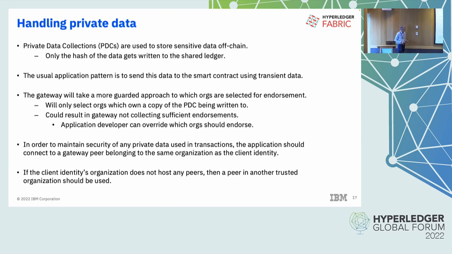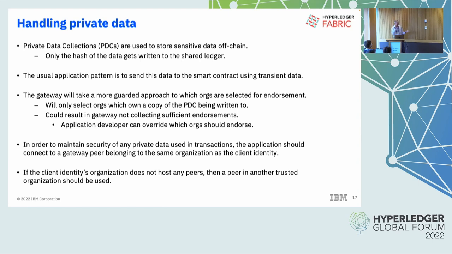So, slightly more advanced when we're dealing with private data. Private data collections are used to store sensitive data, and it's stored off-chain. Only the hash of that data gets written into the shared ledger. Now, the usual pattern for an application is that when it's dealing with sensitive data, it sends it using the transient data field in the proposal. And again, that doesn't end up on the ledger.